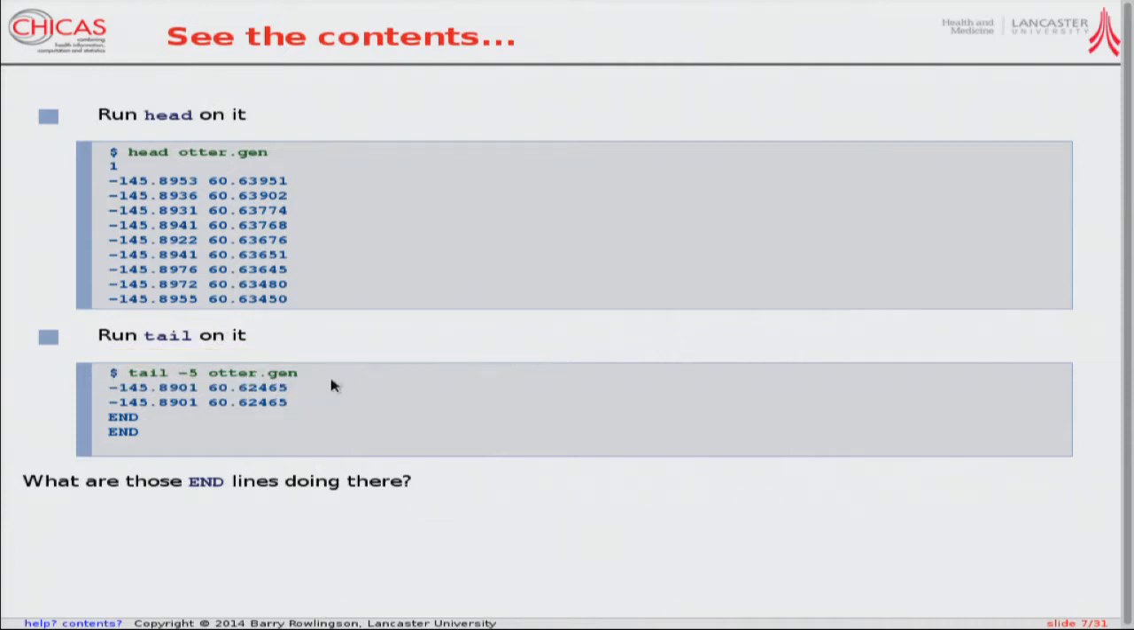And similarly, as in R, I can do tail minus 5 and get the last 5 lines. And in this case, I've got some coordinates and a couple of end things. So what are these end things doing?